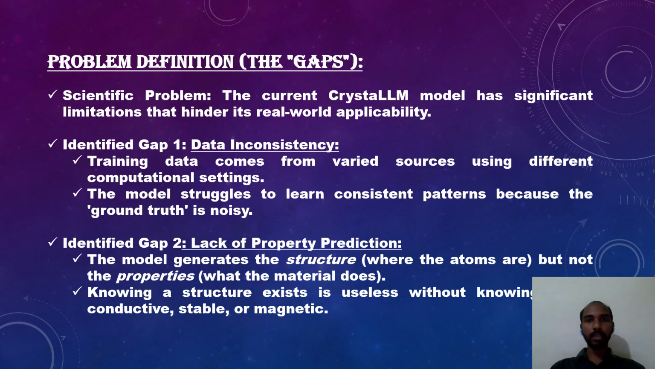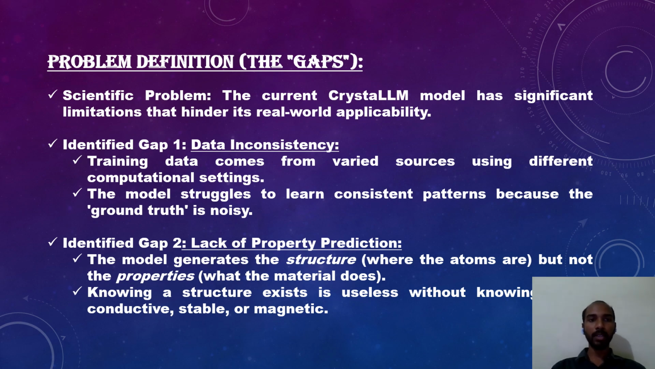So now let us look at the problems. Even though the Crystal LLM model is powerful, it still has some limitations. The first problem we identified is data inconsistency. The training data for the model comes from different sources and simulations. Because of this, the training data may contain inconsistencies or noise, and this can affect the model's learning. So this is one of the problems.